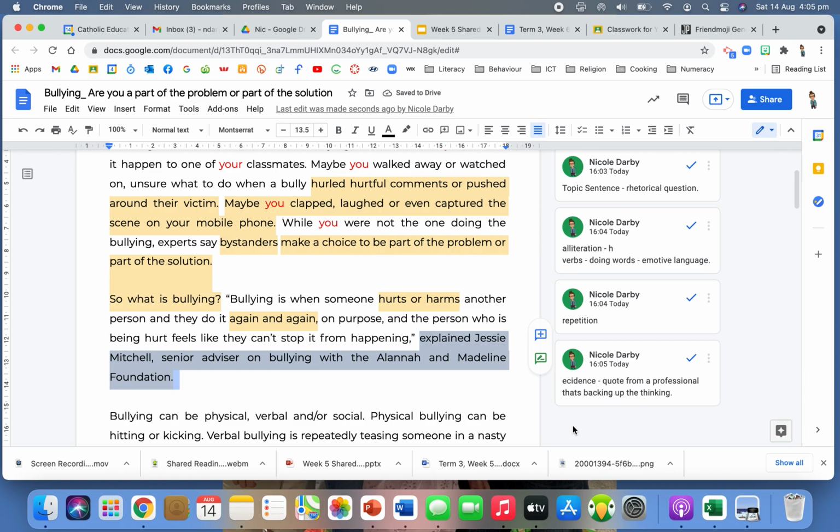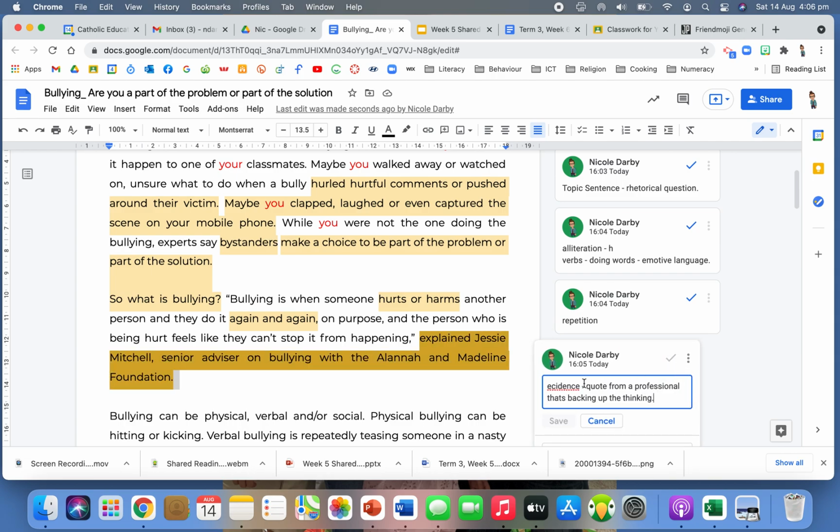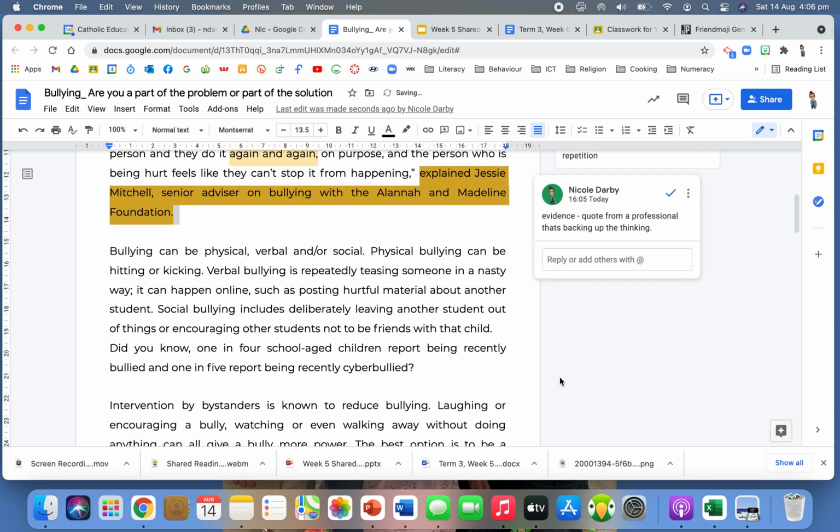They're actually giving me the explanation of what bullying is from someone who is a senior advisor on what bullying is. And the Alannah & Madeline Foundation is a foundation that was set up based on bullying and things like that. So I know that I can draw that on from my prior knowledge. So using quotes to be able to back up thinking and to provide some evidence. Fix up my spelling there. All right, let's keep on going.